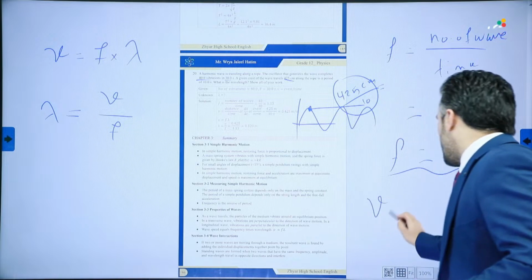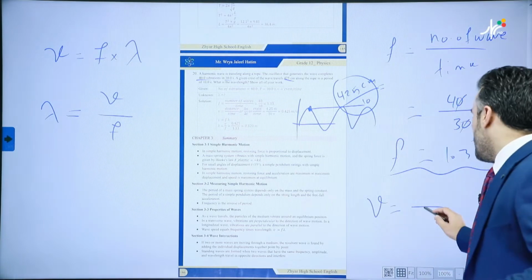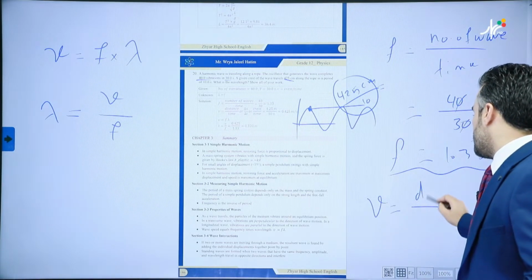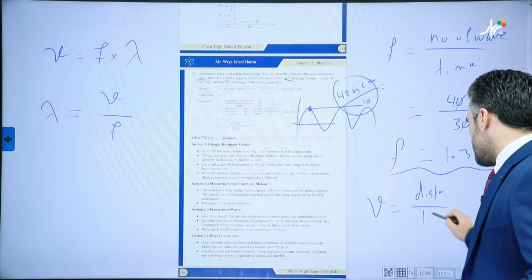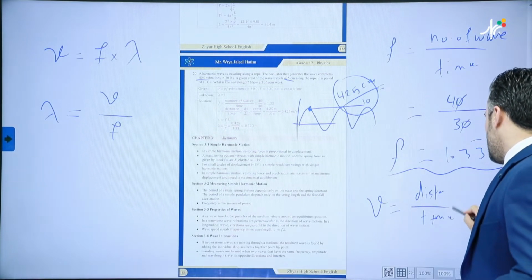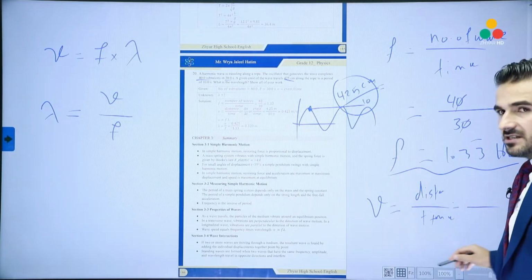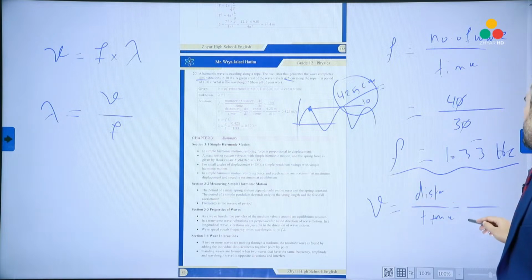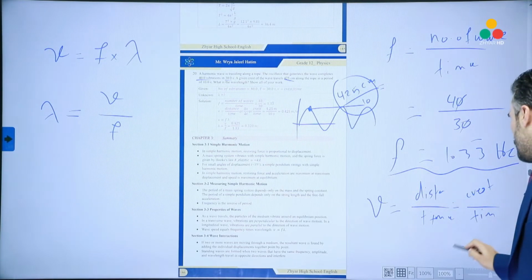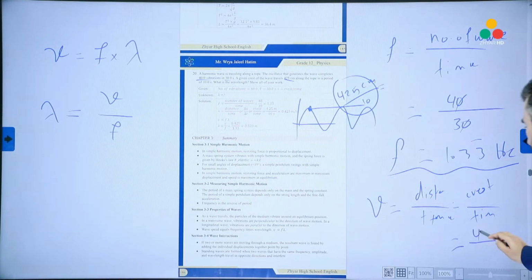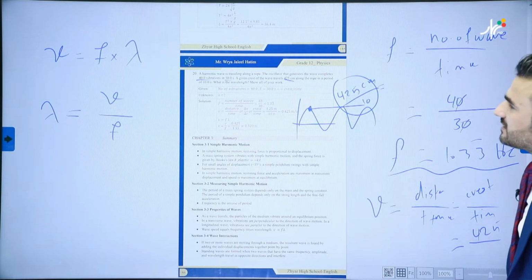So for the speed of the wave, we can say what? We know that speed equal to distance over time, yeah? Distance over time. Here, the distance that is traveled by the crest, yeah? So we can say crest distance divided by the time here. Or in another word, 425 centimeter.